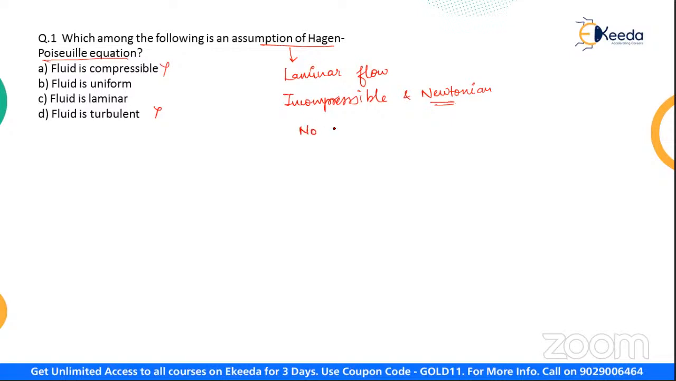There is no acceleration of the flow in the pipe. That means the flow is uniform. The flow properties are not varying. Therefore, the correct assumption for the Hagen-Poiseuille equation is question number 2.